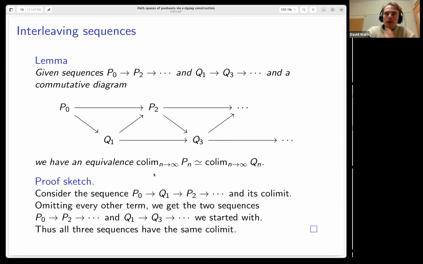You can form the full sequence where you include both P and Q alternatingly. And then it's a general fact about sequential colimits that the colimit of any sequence agrees with the colimit along any subsequence. It's a fact about final functors, if you like. So if you take this sequence containing both P and Q, both the sequence P and the sequence Q occur as subsequences. So actually, all three of these sequences have equivalent colimits. In particular, P and Q have equivalent colimits. Okay. So this is going to be the input to the construction.